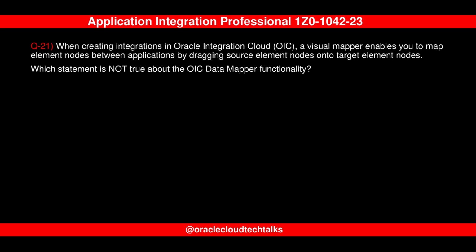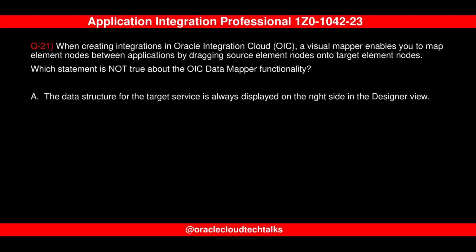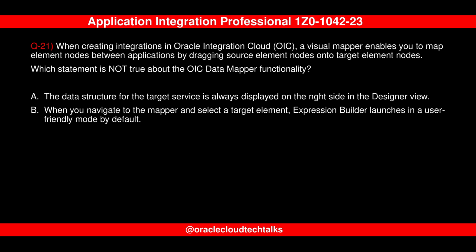Question 21. When creating integrations in Oracle Integration Cloud, OIC, a visual mapper enables you to map element nodes between applications by dragging source element nodes onto target element nodes. Which statement is not true about the OIC data mapper functionality? A. The data structure for the target service is always displayed on the right side in the designer view. B. When you navigate to the mapper and select a target element, Expression Builder launches in a user-friendly mode by default.